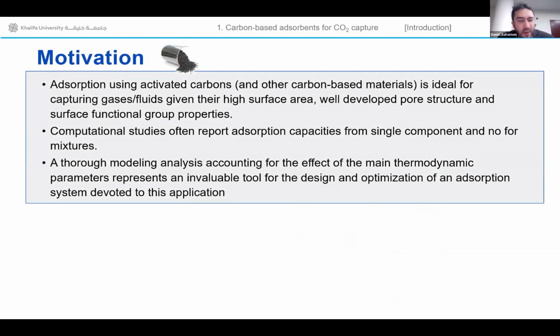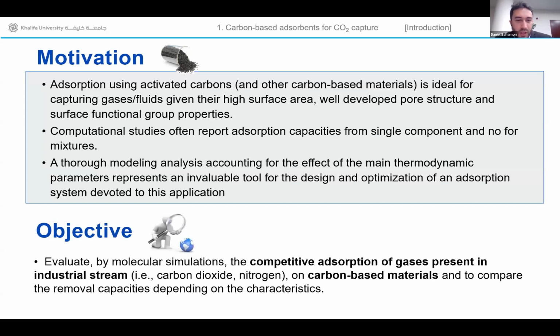For this specific seminar, the motivation, of course, is: why not use activated carbons? Because they have been used in other applications for gases and fluids, they have a very high surface area, they are well developed, and they have functional groups that maybe we can use to improve the performance of these materials. And of course, usually what you find in the literature, if you look for adsorption isotherms or capacities, is based on pure components, not usually on mixtures or the real conditions you have in the process.